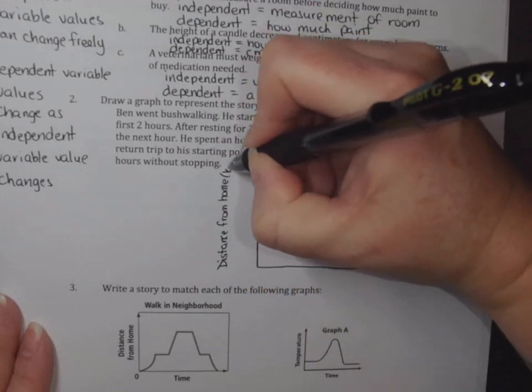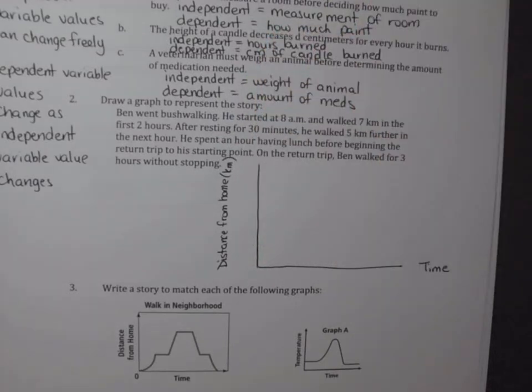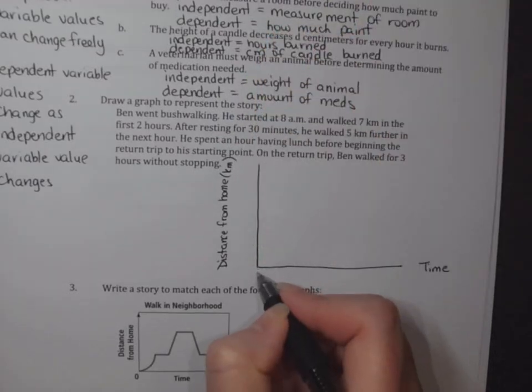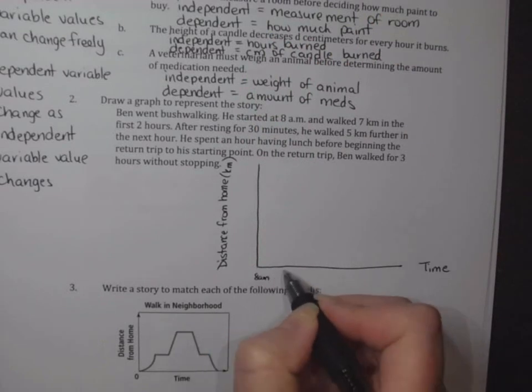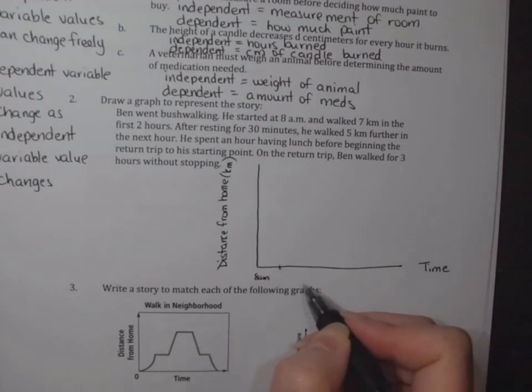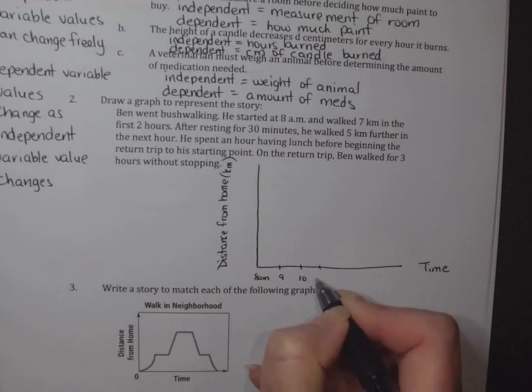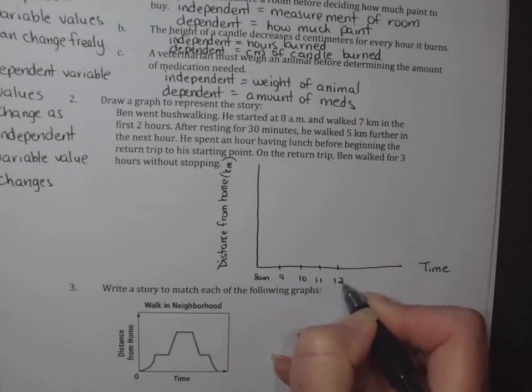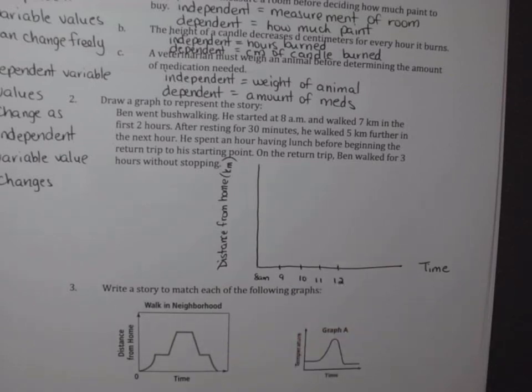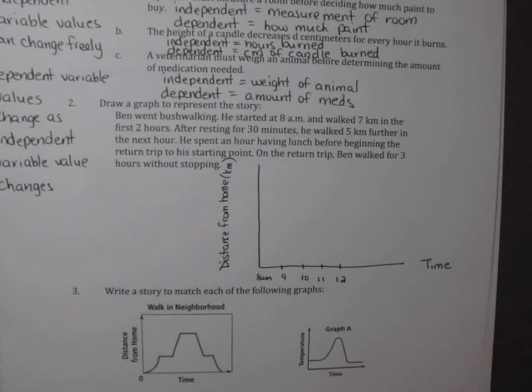Looks like the distance from home is going to be in kilometers. Okay, so I'm going to start this time at 8 a.m., and then we're just going to start counting up, and then we'll see if we need to count further. So you might want to write out, maybe underline what the important details are.